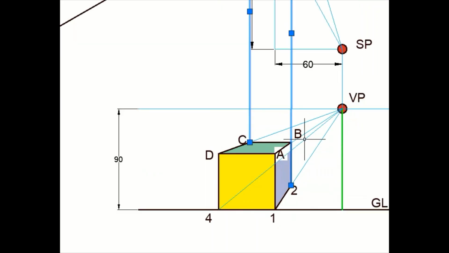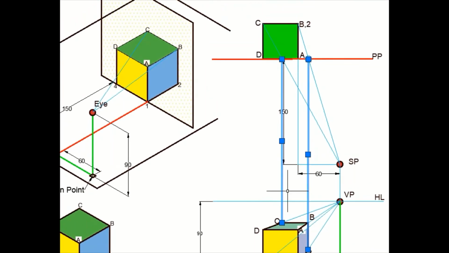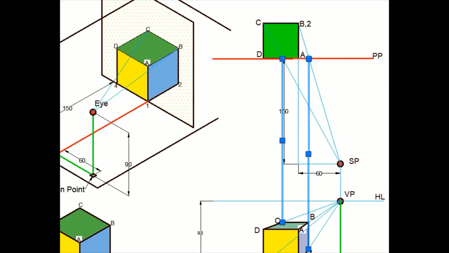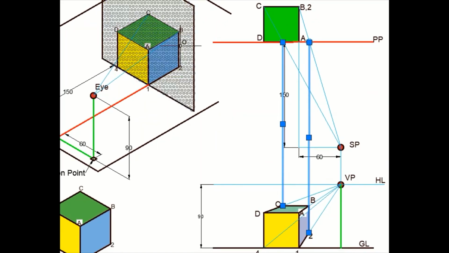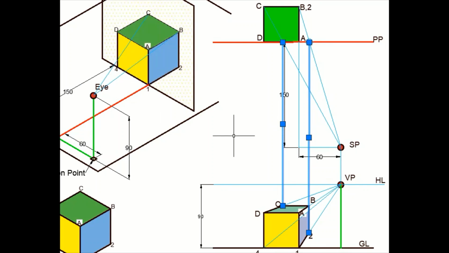So that is the concept and logic of perspective views, that anything which is away from the observer appears to be smaller in size, so that gives it an element of realism.